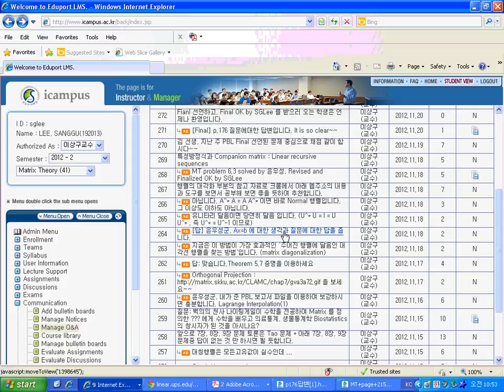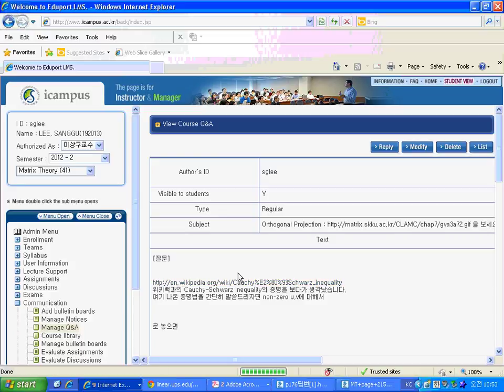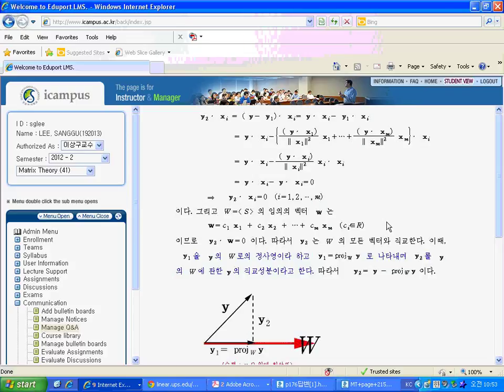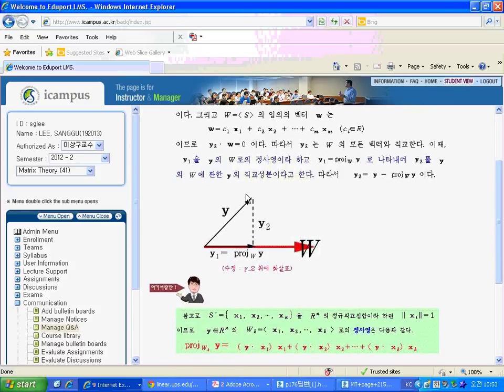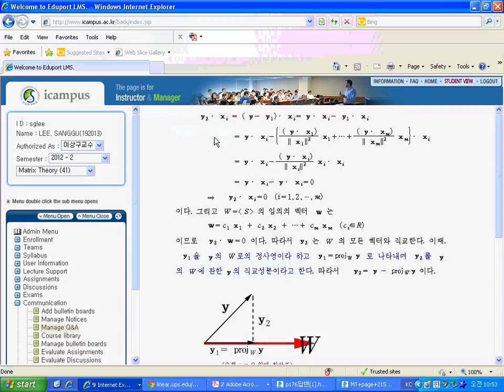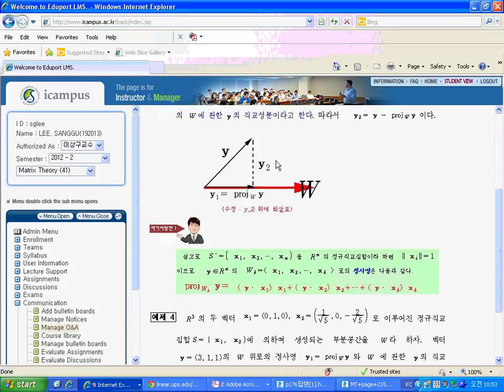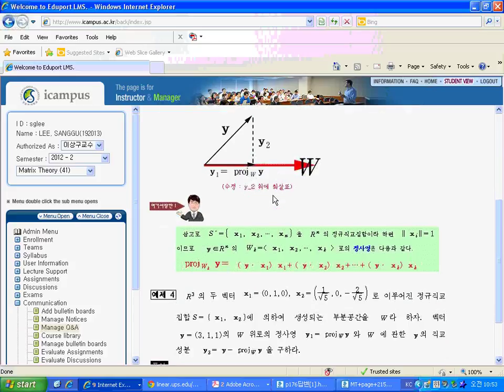There are also comments that I made for your questions here and there, and you can take a look. For the orthogonal projection, I mentioned this website. This is the graph that I explained on the board a week ago, that gives you the projection of y onto the subspace W_K, which can be written in this way. Actually, this figure explains all of those concepts.